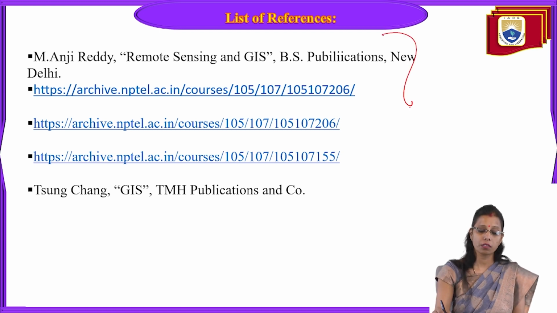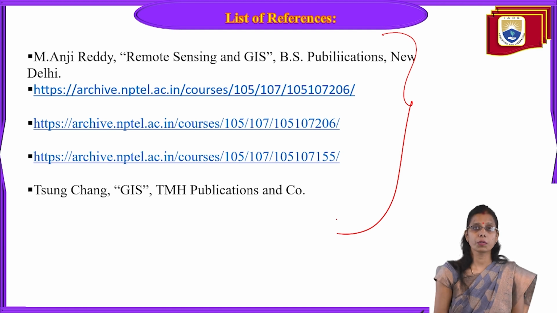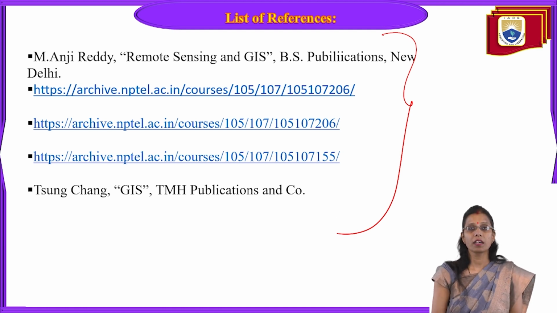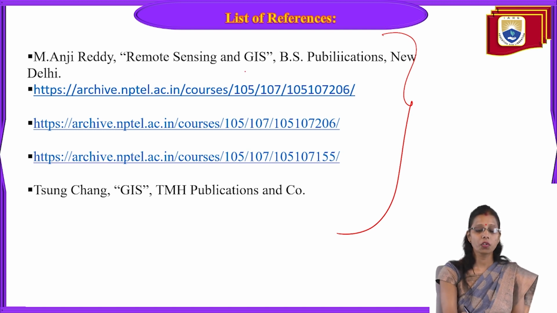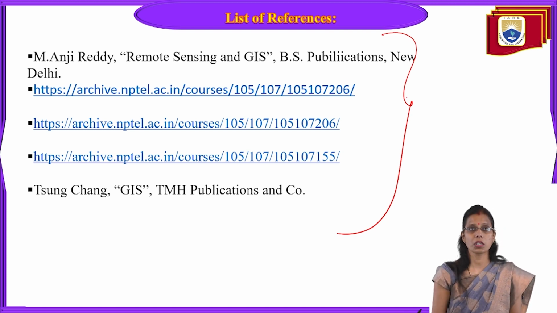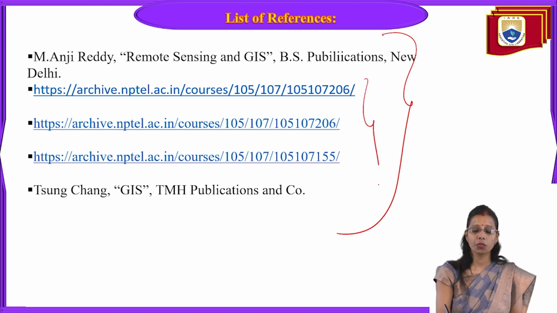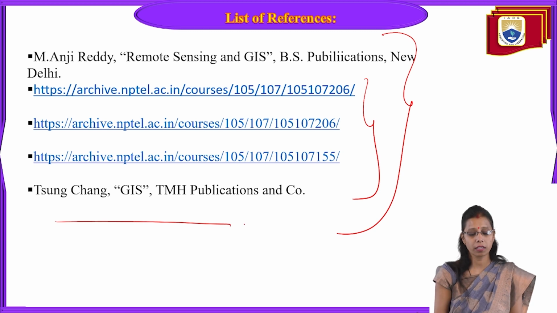So these are the references which you can go through for spatial and non-spatial data. These two data are very important in GIS and raster vector. All of GIS will revolve around raster vector, spatial and non-spatial only. So the MNGRD book you can refer for getting more information about the spatial and non-spatial. You can go through this link to find out more content about it. Chang GIS, TMH publications and corporation, you can find more information about it. So these books and links are going to help you get more content, and it will be very helpful to you.